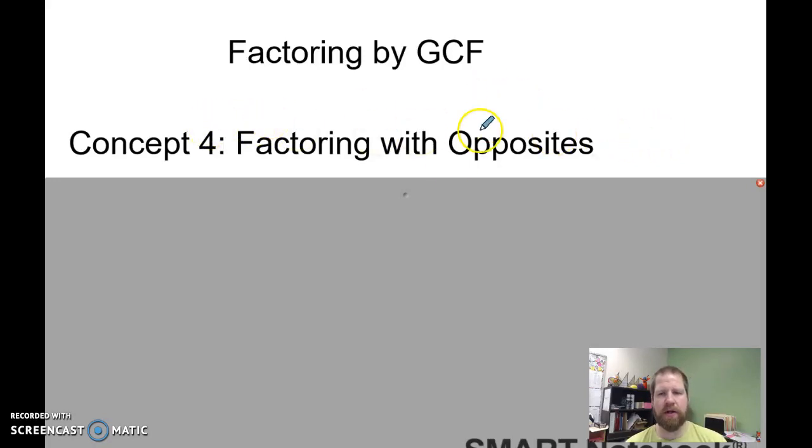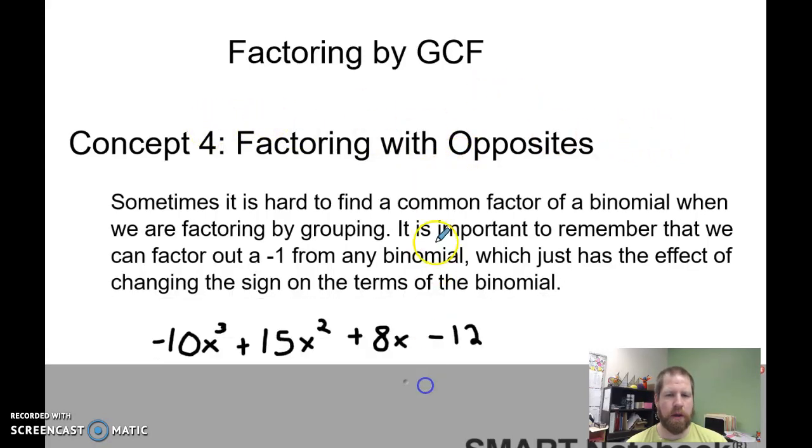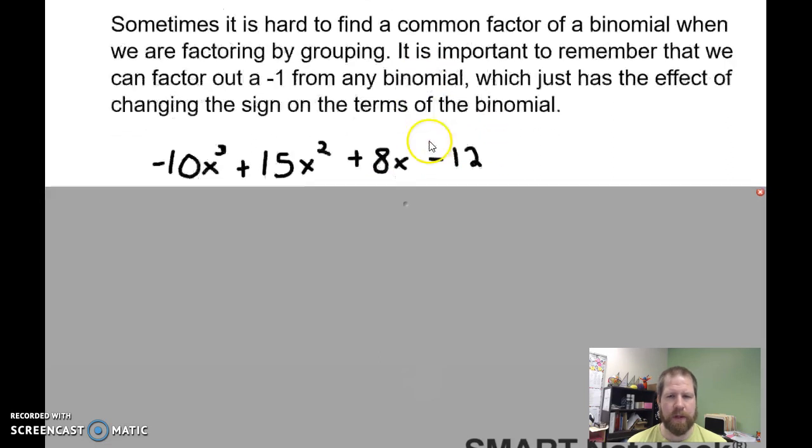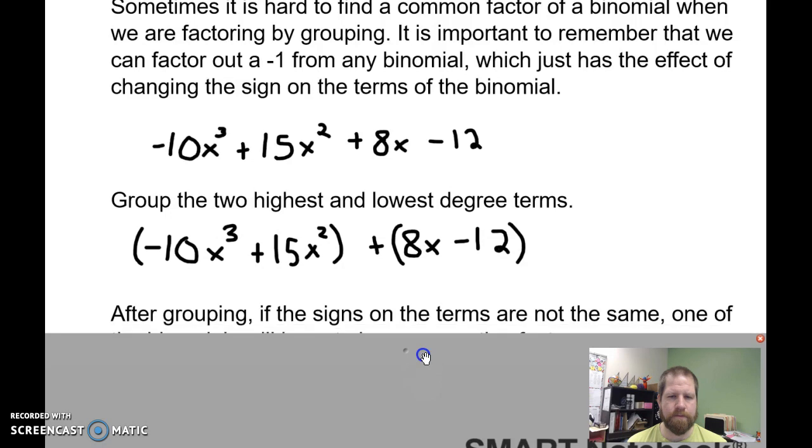Concept 4, factoring with opposites. Alright, so sometimes we have a situation where we cannot just factor the common factor out of each of our groups, each of our binomials, and have it come out with the same binomial left over. Sometimes they will be reversed, and we'll have to factor out a -1, and that's going to have the effect of just changing the sign on those two terms. So let's look at an example of that.